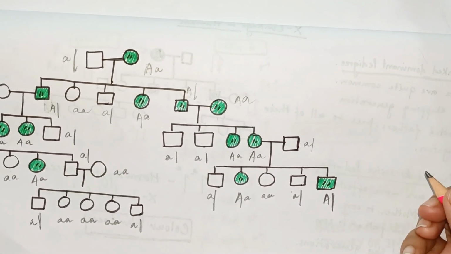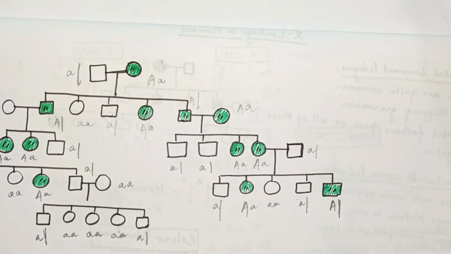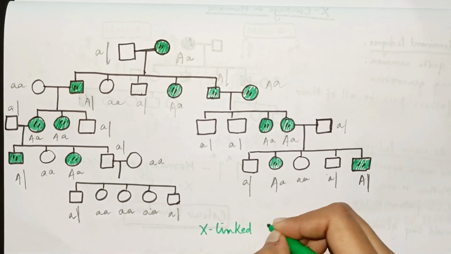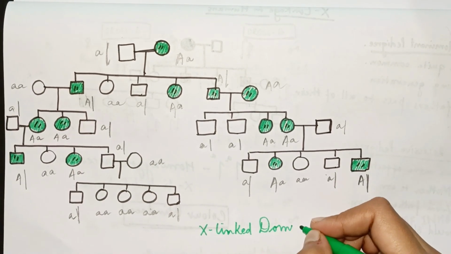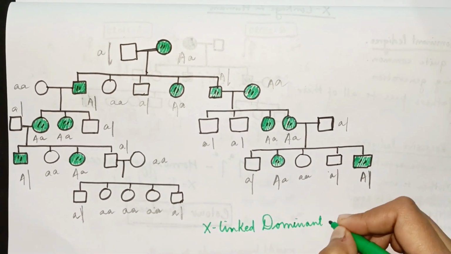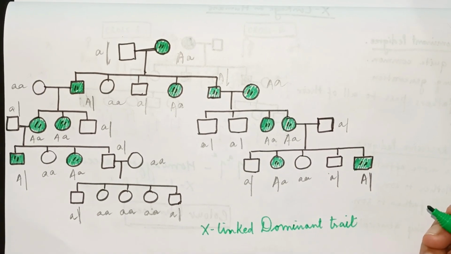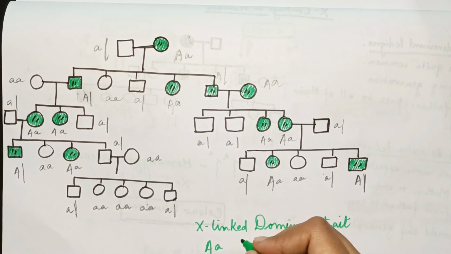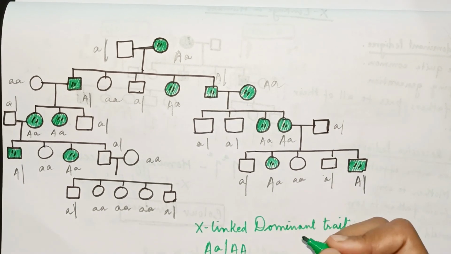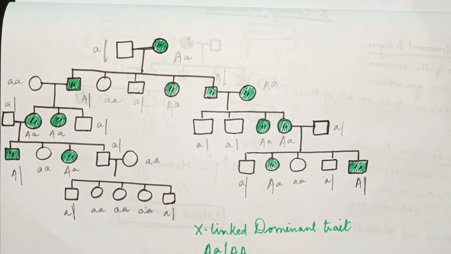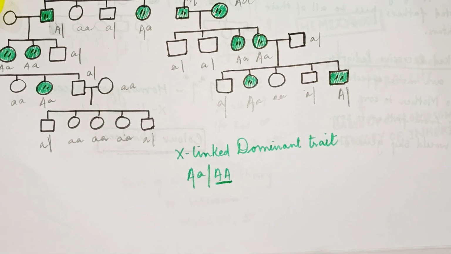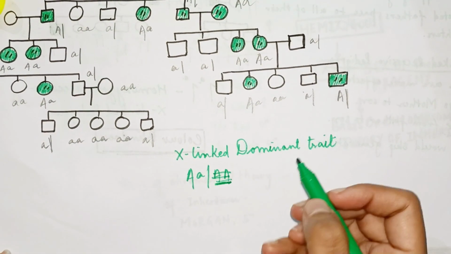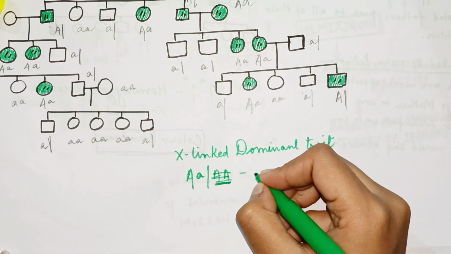So we can solve this pedigree by using the dominant trait. So let me write it. X-linked dominant trait. Genes responsible for it are XAXA or XAXa. There are two possibilities. But if I mark it as XAXA, you can see here that only a few progenies are affected, not all of the progenies in each and every generation are affected. So it is the XAXa gene which is causing the trait.